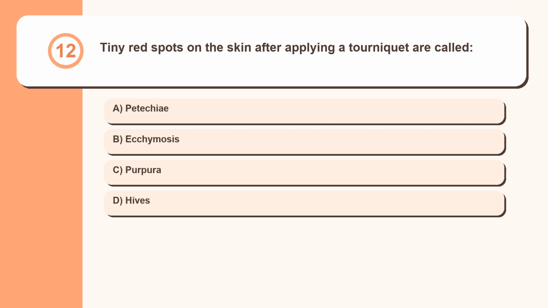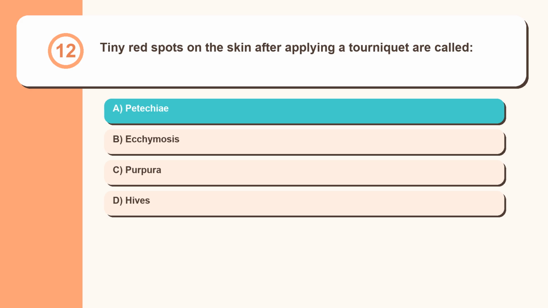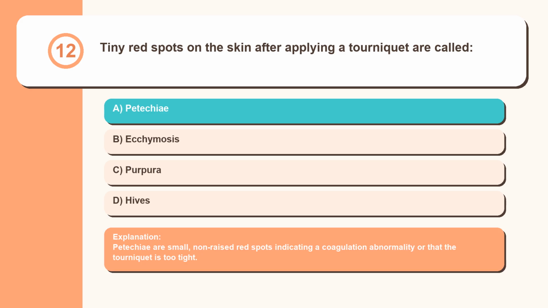Question 12. Tiny red spots on the skin after applying a tourniquet are called petechiae, ecchymosis, purpura, hives. Petechiae are small, non-raised red spots indicating a coagulation abnormality or that the tourniquet is too tight.